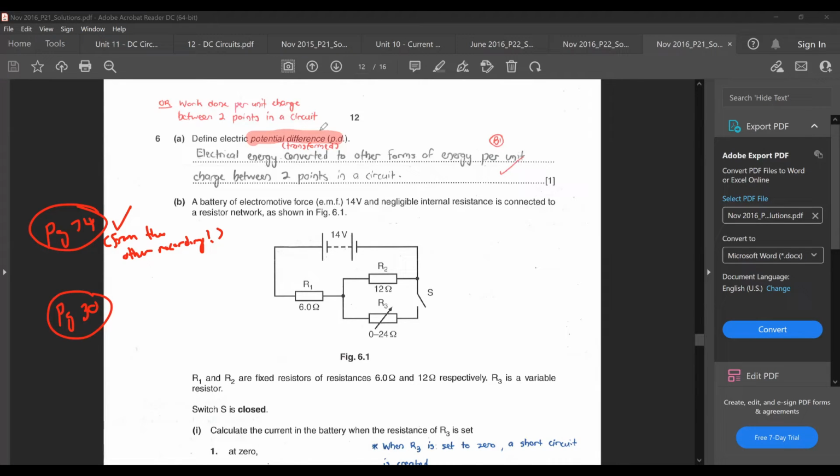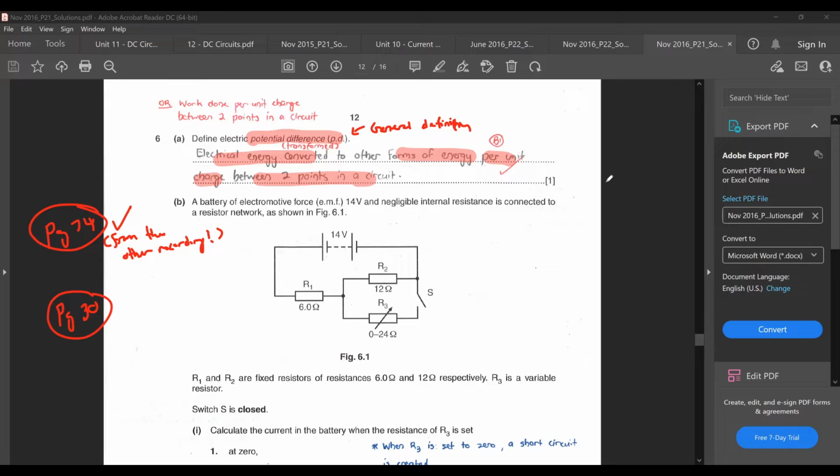This is actually just a general definition. So in your case here, you will just write it as electrical energy converted to other forms of energy per unit charge between 2 points in the circuit. Just follow the definition inside the notes.